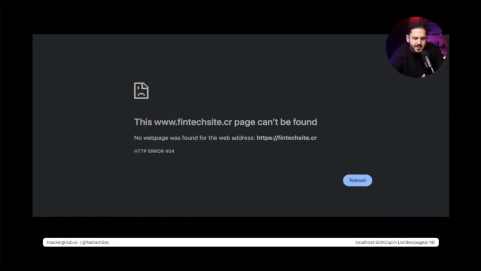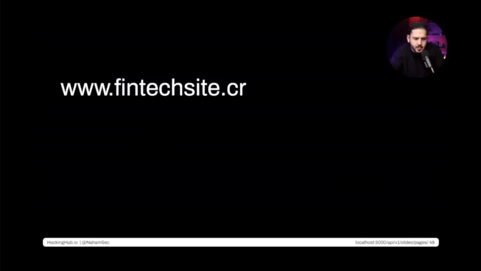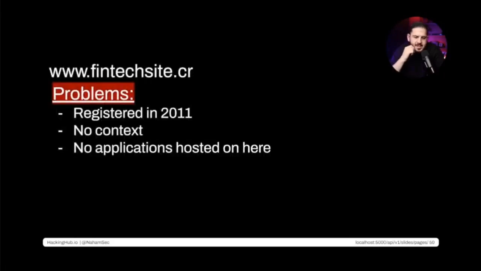This time it's in a different TLD. I left the CR in there. This time, you went to www.fintechsite.cr, and it just flat out said there's nothing on here. And I went through the usual stuff. I brute forced, I tried to look for crawlers and things like that, and nothing was found. So the problem here is that this website was actually registered 13, 14 years ago. So there's something being used here.